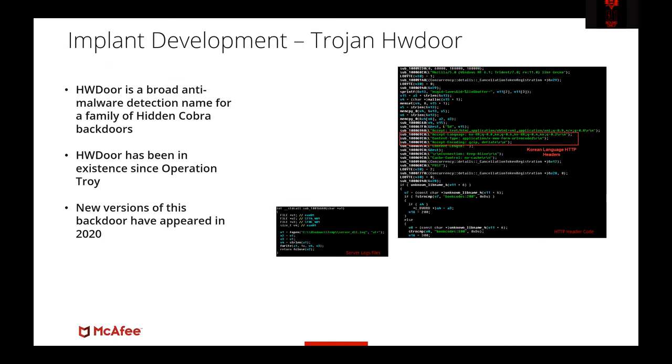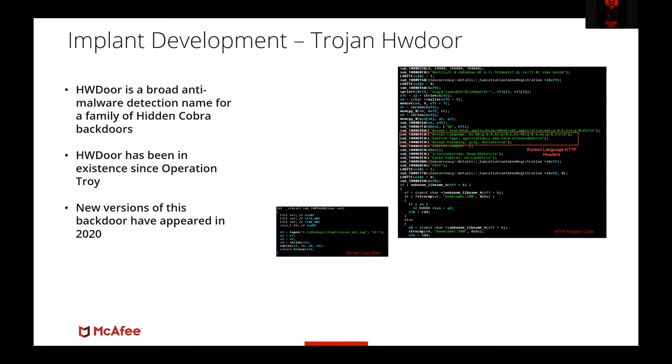And so just a little bit of information further into Trojan development. HWDoor is a broad detection name for, but reliable for, Hidden Cobra backdoors. HWDoor has been in operation since 2013, Operation Troy, and thus we've seen additional variations of this backdoor appear in 2020. As we see in this screenshot for the HWDoor, taken from the most recent variation of it. Again, setting the common stuff, HTTP language headers, server log files, and so on.